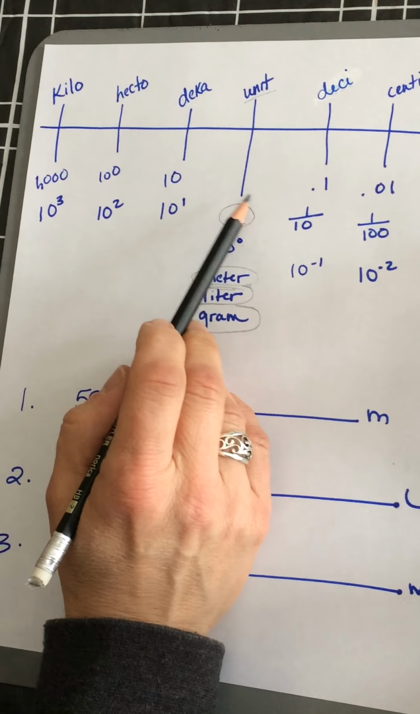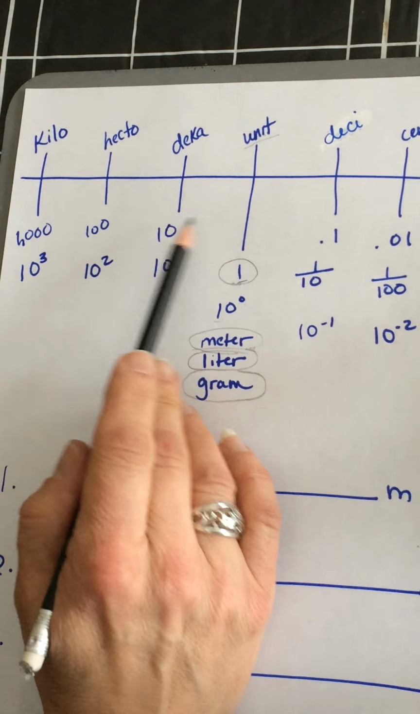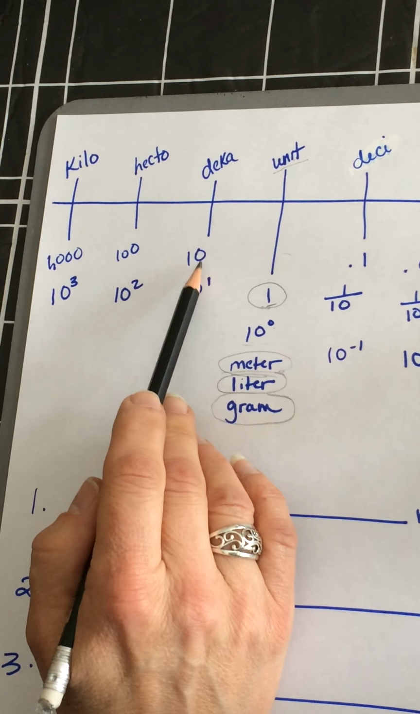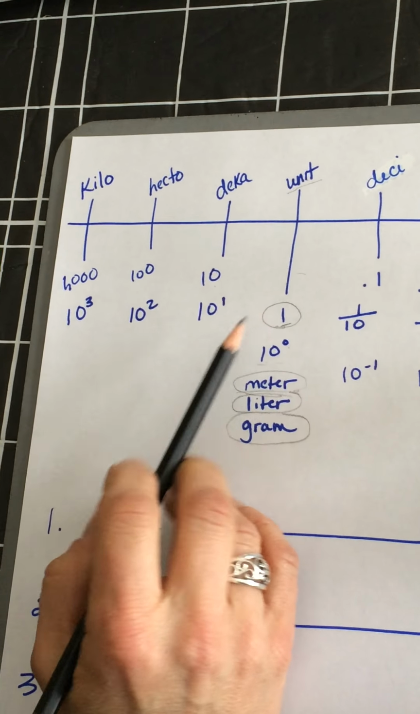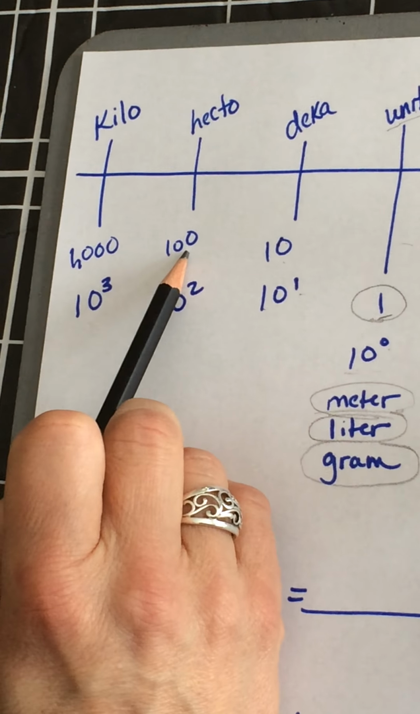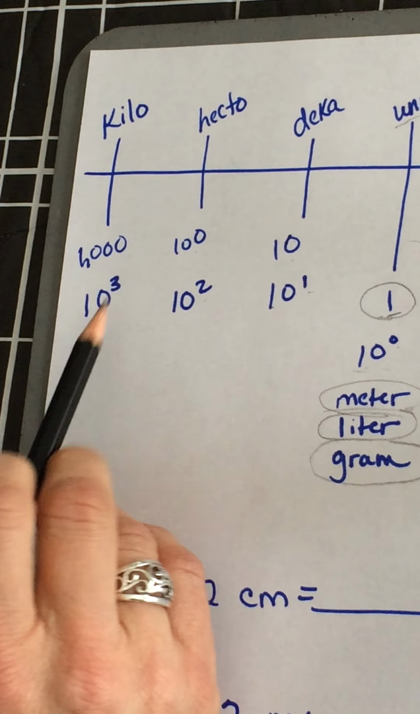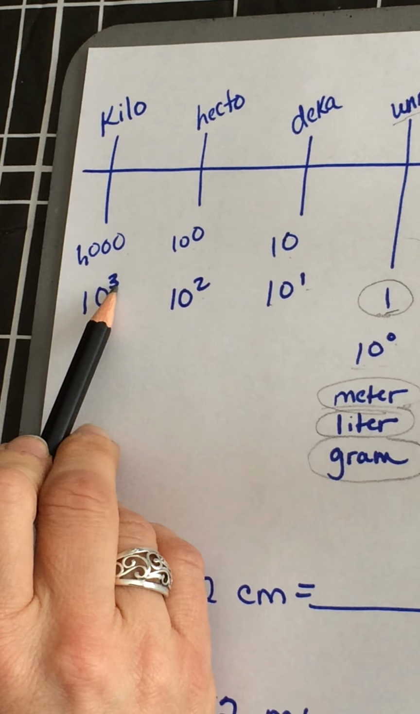Okay, moving up from our base unit, everything in the metric system being the powers of 10, we move to the deca, which is for 10. So we have 10 to the first power. Then we go to hecto, which is 100, 10 to the second power. Kilo, 1,000, which is 10 to the third power.